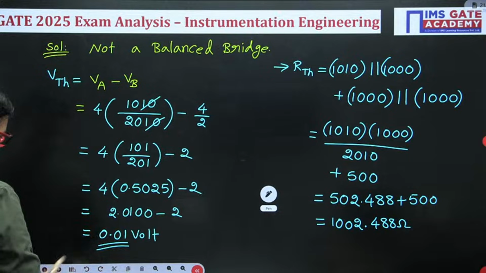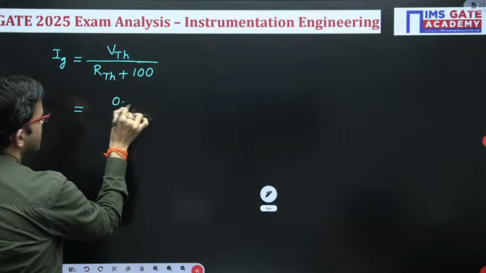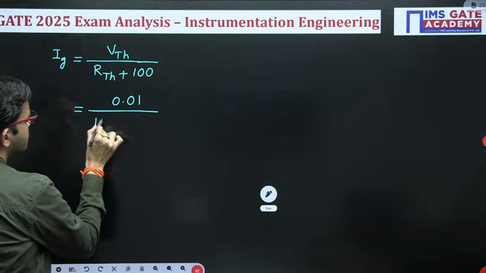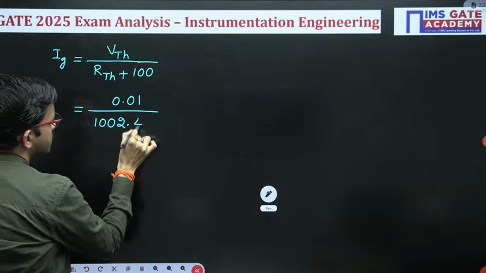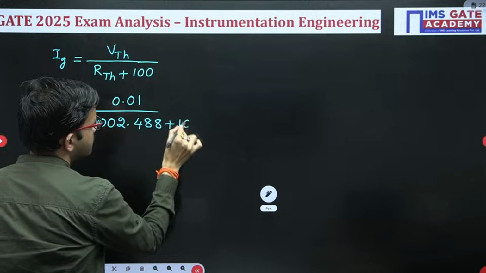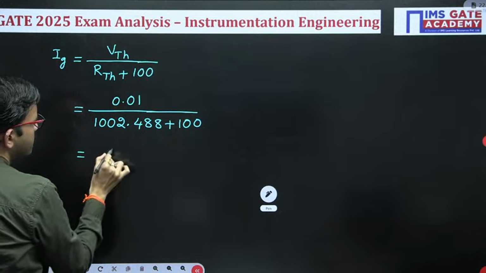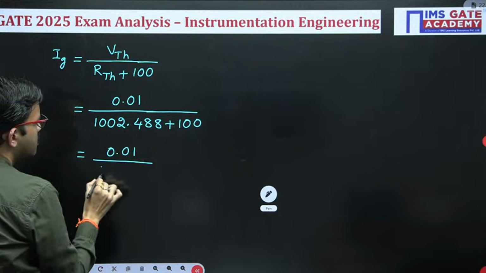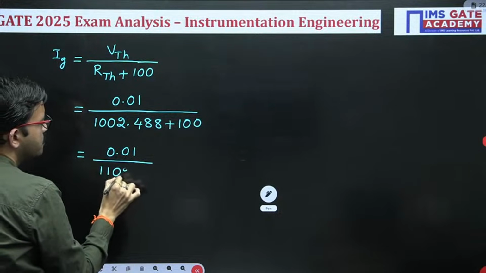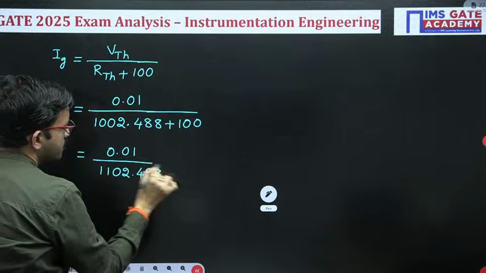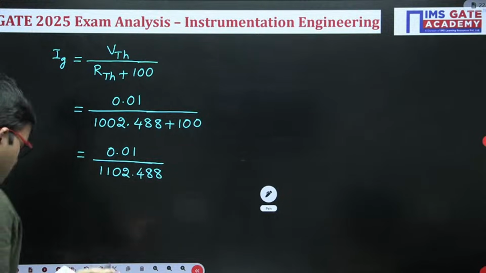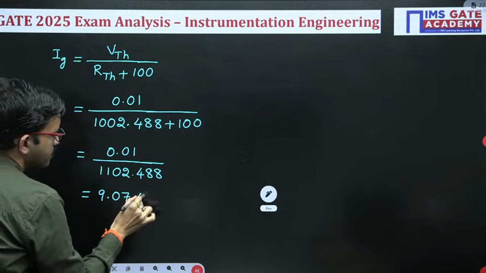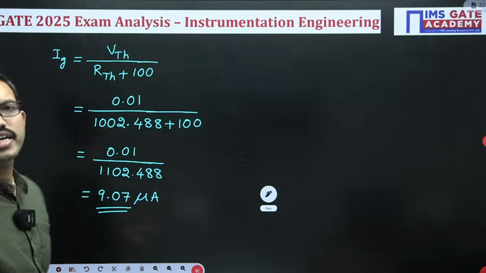So in this question, VTH value is given as 0.01 divided by the RTH value we got, 1002.488 plus 100. Now you can do simplification. From here you will be getting 0.01 divided by 1002.488 plus 100, that means 1102.488. If you do the simplification, you will be getting 9.07 microampere. The answer for this question is 9.07.